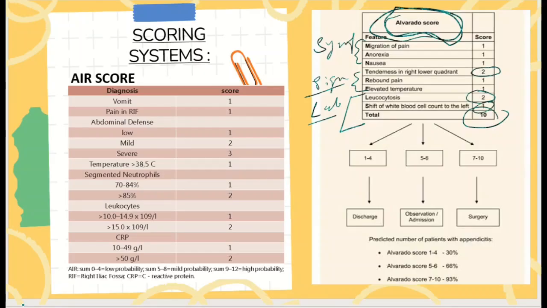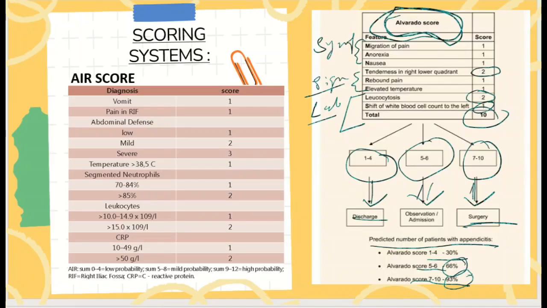Now if patient has 1 to 4 score, that means it is unlikely to be appendicitis. We discharge the patient. Score of 5 to 6, we have to observe or admit the patient and observe. 7 to 10 means definitely it is a case of acute appendicitis and we should go for surgery. So what is the predicted number of patients with appendicitis? From score 1 to 4, 30% may have appendicitis. If it is 5 to 6, around 66% will have appendicitis. If the score is 7 to 10, almost 93% may have appendicitis.